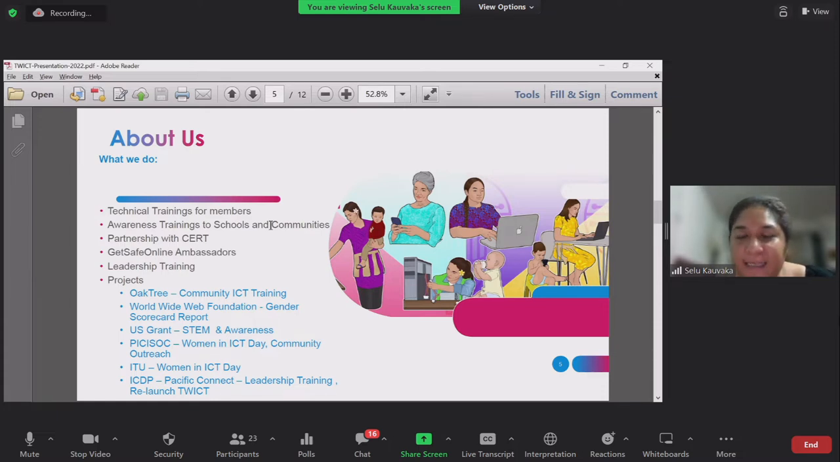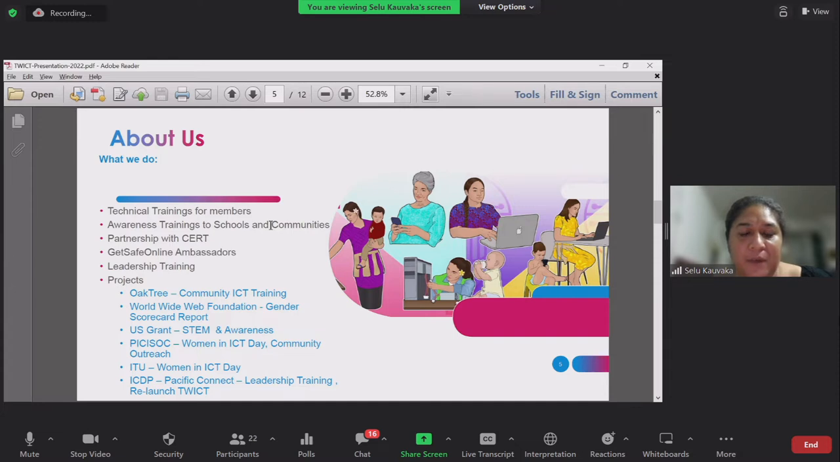We have so many islands, so maybe next time we will reach out to the outer islands. But this year we were fortunate enough to go to every school here in Tonga, high school, young students, and talk about cyber safety and being safe online. And we also signed an MOU with CERT Tonga, and we worked hand in hand with CERT Tonga in reaching out to the community with regards to digital literacy and cyber safety.